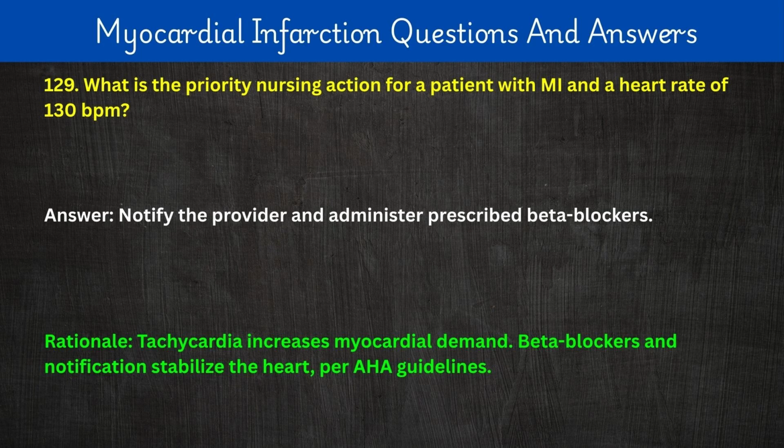129. What is the priority nursing action for a patient with MI and a heart rate of 130 BPM? Answer. Notify the provider and administer prescribed beta blockers. Rationale. Tachycardia increases myocardial demand. Beta blockers and notifications stabilize the heart, per AHA guidelines.